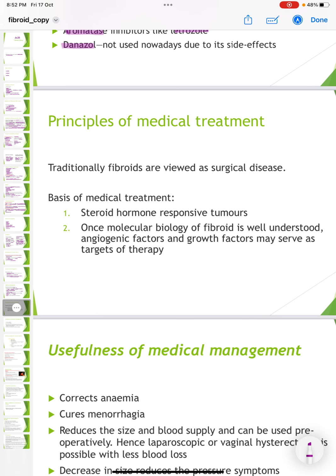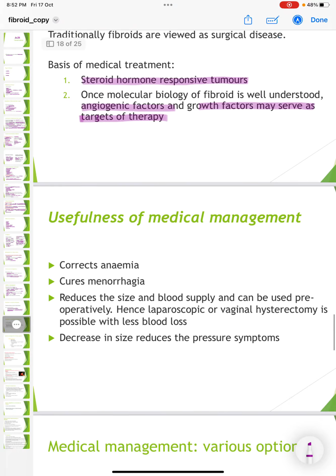Coming to the medical treatment principle, fibroid is a steroid hormone responsive tumor, because we are giving all those progesterone receptor analogs and anti-progesterone drugs, so it is responsive to steroid hormones. Once the molecular biology of fibroid is well understood, angiogenic factors and growth factors may serve as targets of therapy.